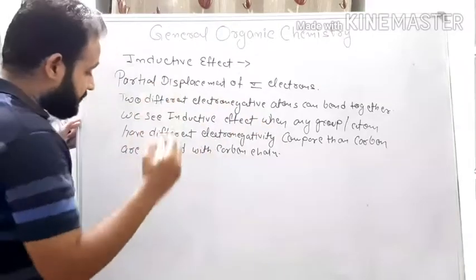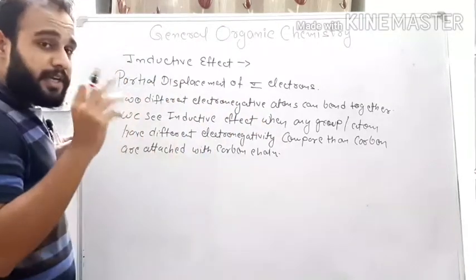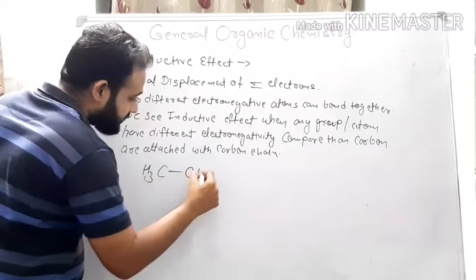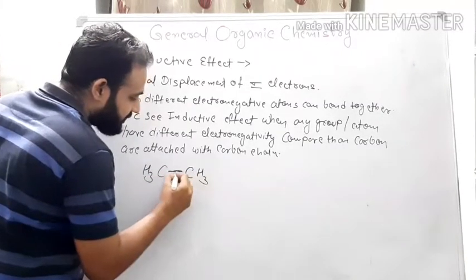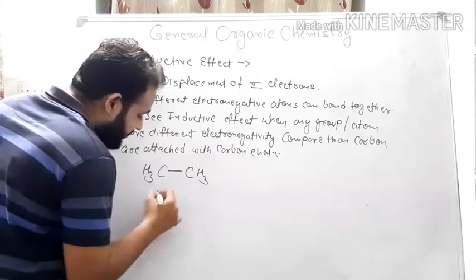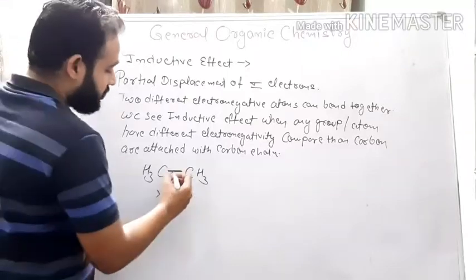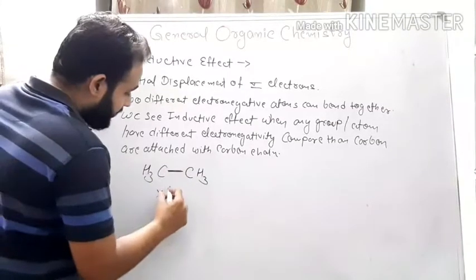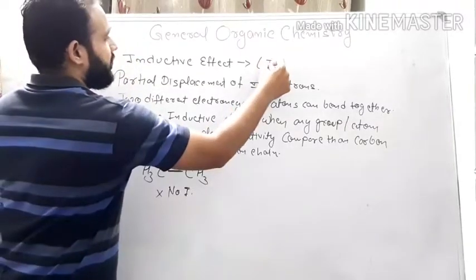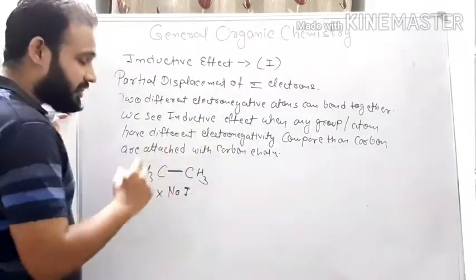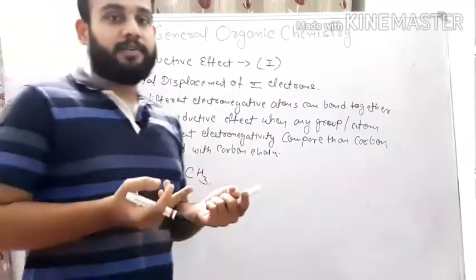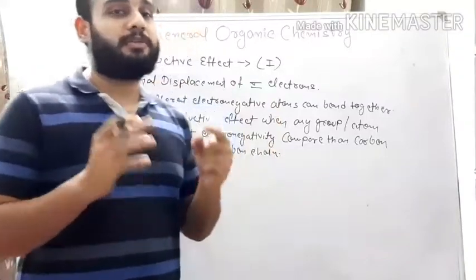For example, in ethane, carbon is bonded with carbon, so there is no partial displacement of sigma electrons. This single bond is a sigma bond, but there is no inductive effect. The inductive effect can be represented shortly by the symbol I. No inductive effect is shown. Why? Because both carbon atoms have the same electronegativity, so there is zero difference in electronegativity.